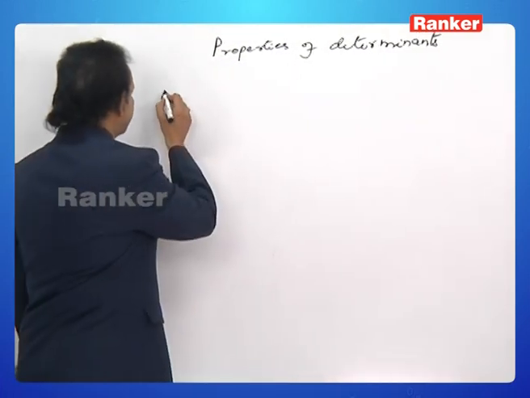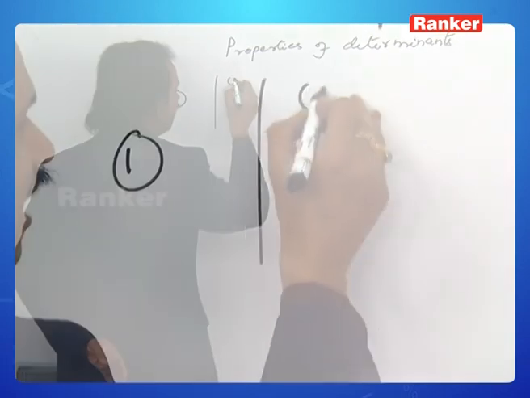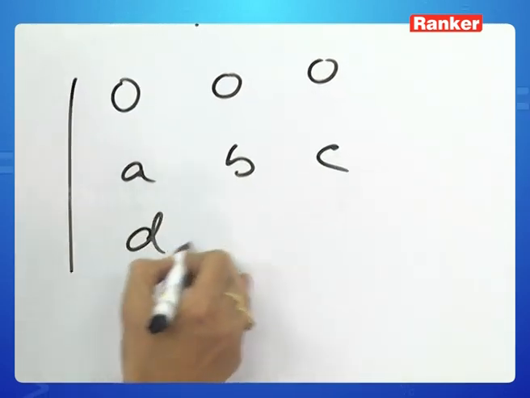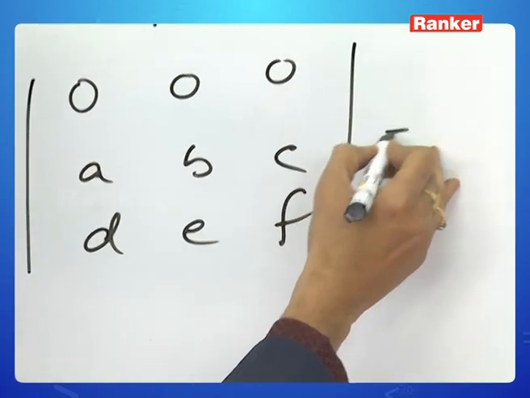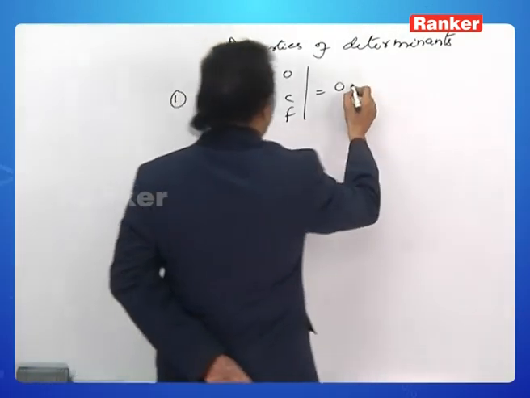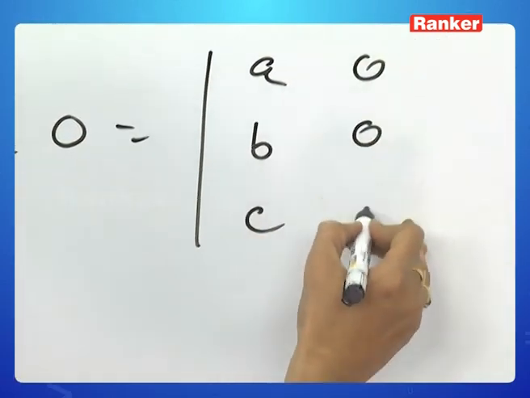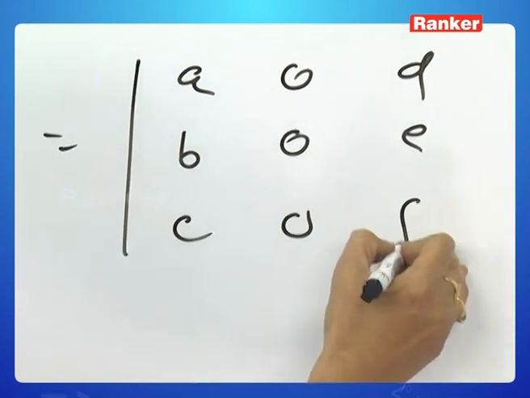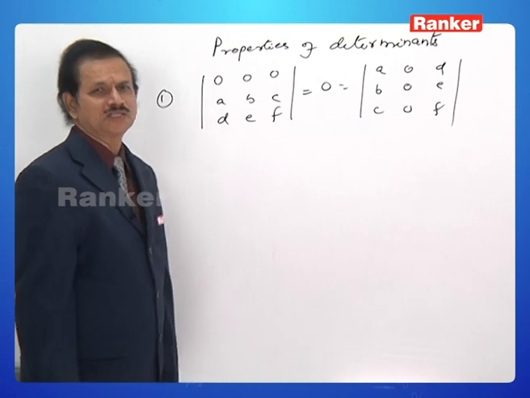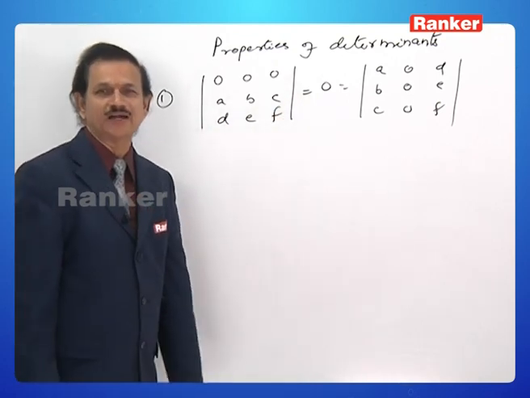Very first property. Suppose one of the rows contains all zeros, then the determinant is 0. Or one of the columns is filled with zeros, then also the determinant is 0. And if you want to prepare the sentence, they will be lengthy, it's not enough. You look at that and understand.